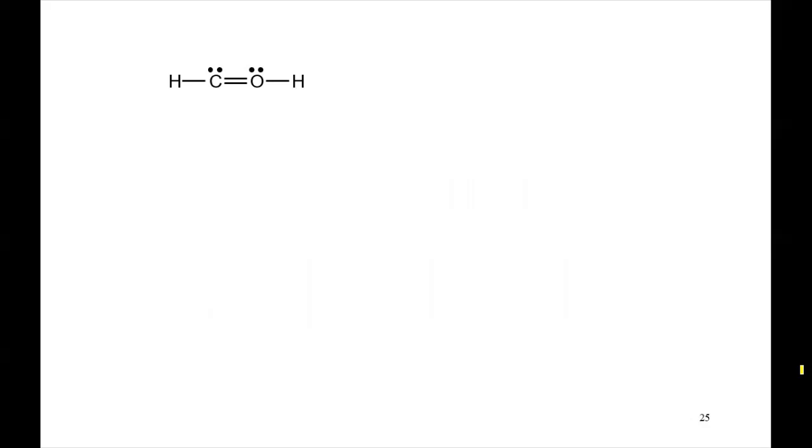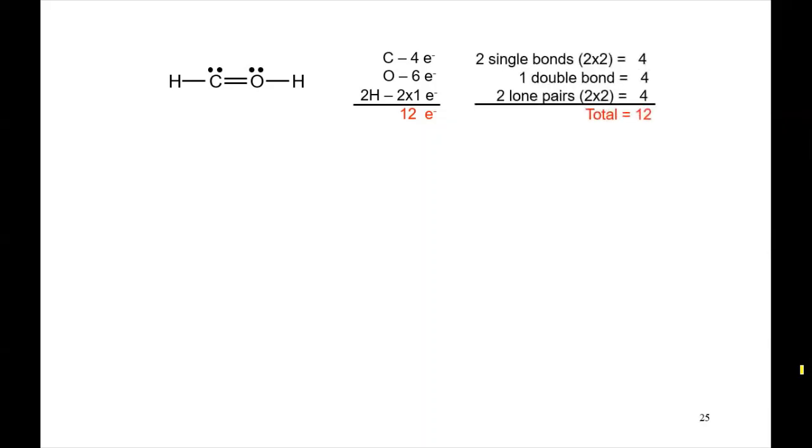Now, the first thing is, let's make sure that on the basis of criteria, this works. First of all, I should have had 4 electrons from carbon, 6 from oxygen, 2 from the hydrogens for a total of 12. And in this structure, I have 2 single bonds, that's 4 electrons, 1 double bond, that's 4, and 2 lone pairs, that's 4, so that's 12. Okay, so as far as conservation of mass is concerned, this structure obeys the rule. All the electrons are there.